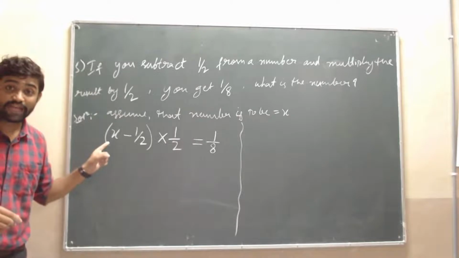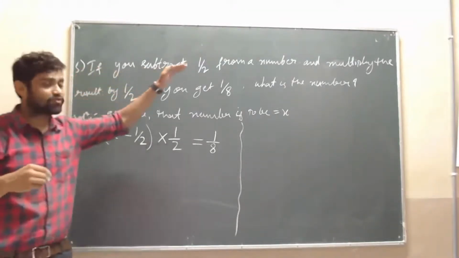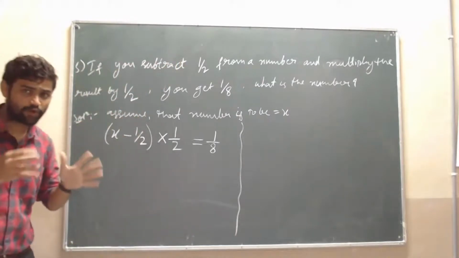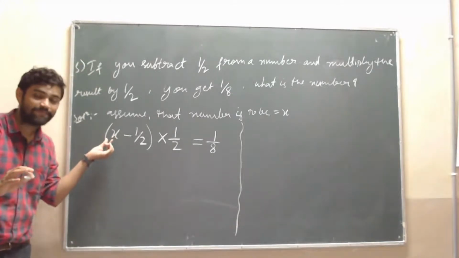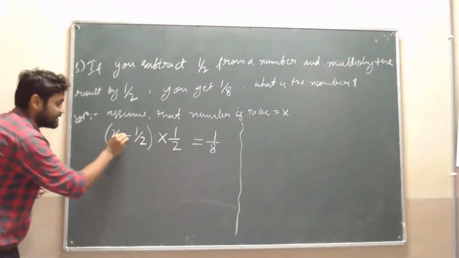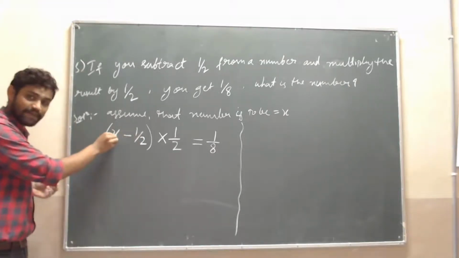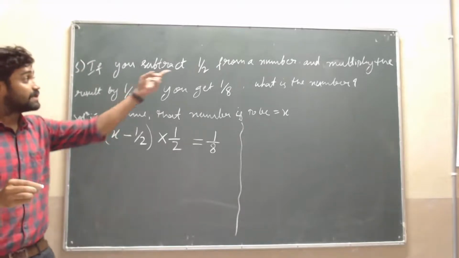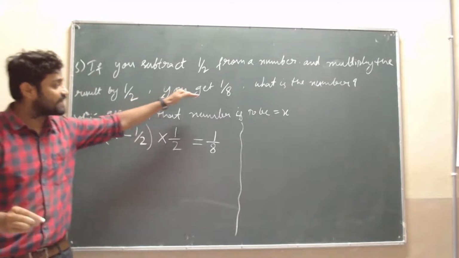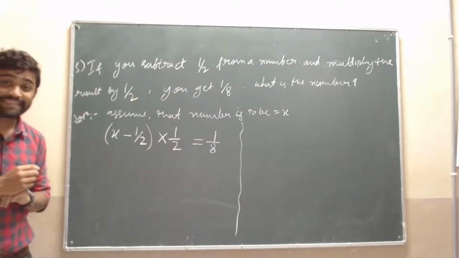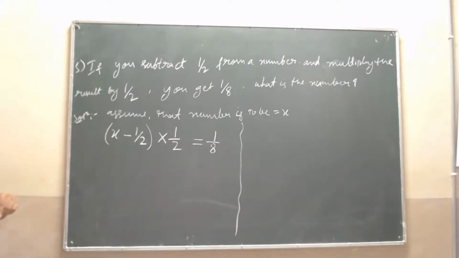This is the linear equation we have. See here, one more time I will explain. If you subtract 1 by 2 from a number, which number we don't know, we have taken that number as x. Then I am subtracting 1 by 2 from this number, and multiplying by 1 by 2, and you will get 1 by 8. Simply see here, this is the linear equation we have.